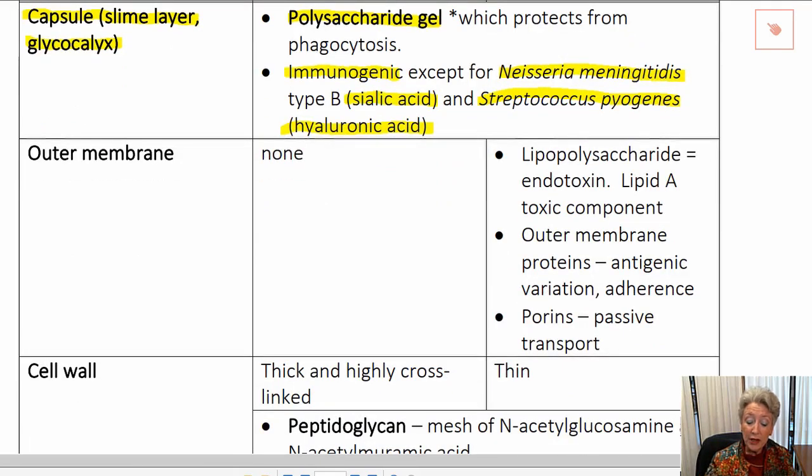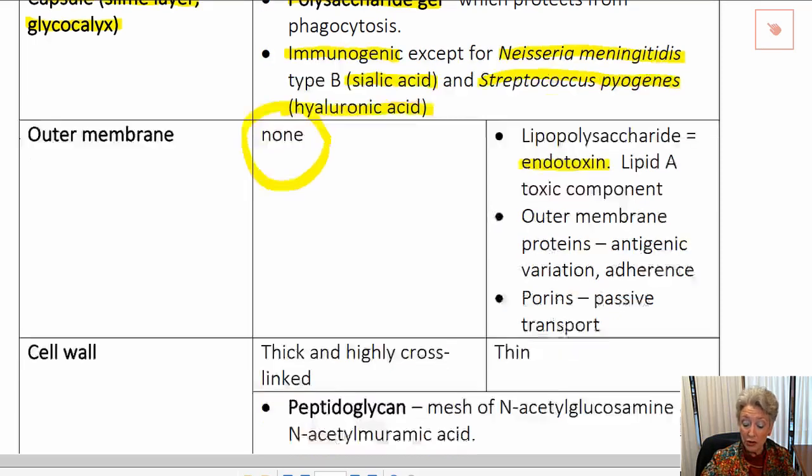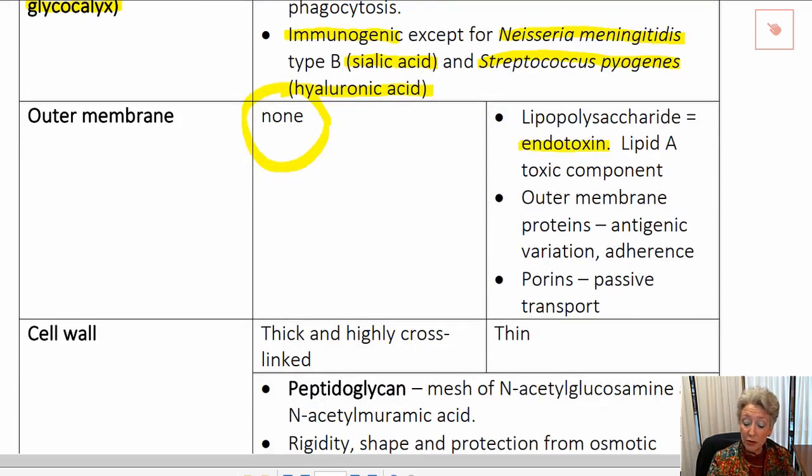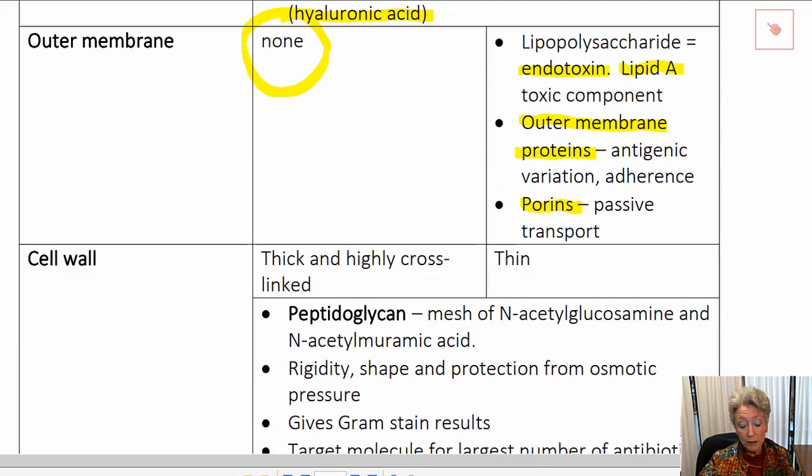The outer membrane exists only in the gram-negative, and remember, it is the location of endotoxin. As we said before, the toxic component is lipid A, and this is also the region where I find outer membrane proteins, which can function in adherence, and porins, which function in passive transport.